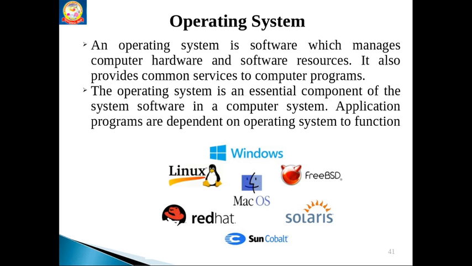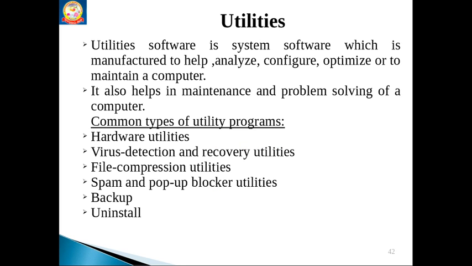Various types of operating systems are in the market nowadays. Windows is the most popular operating system. Linux is the most secure operating system. Some others are Mac OS, Solaris, Sun, Cobalt, FreeBSD, Red Hat. These are all other kinds of operating systems. The most popular is Windows, user friendly. The most secure is Linux.